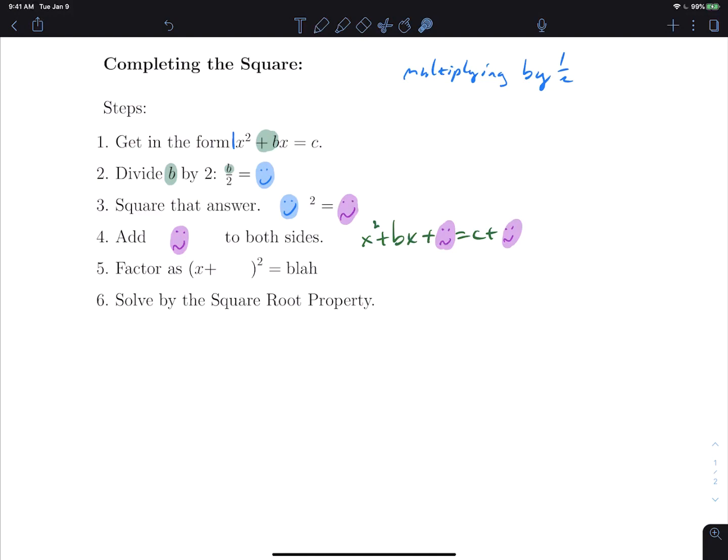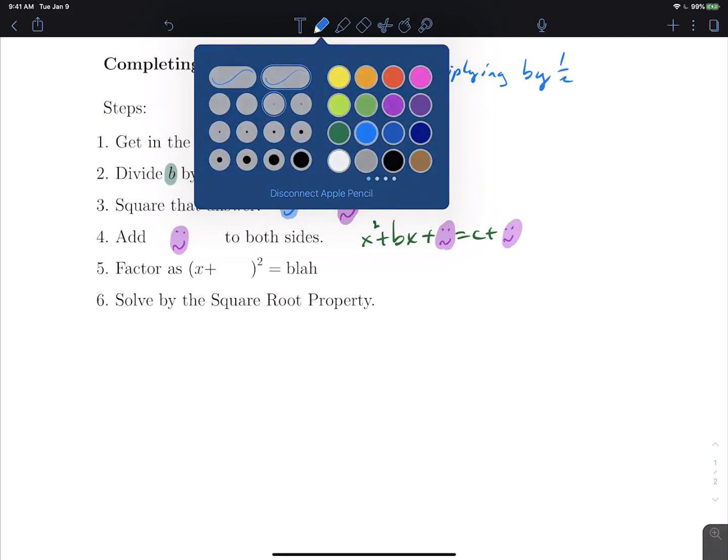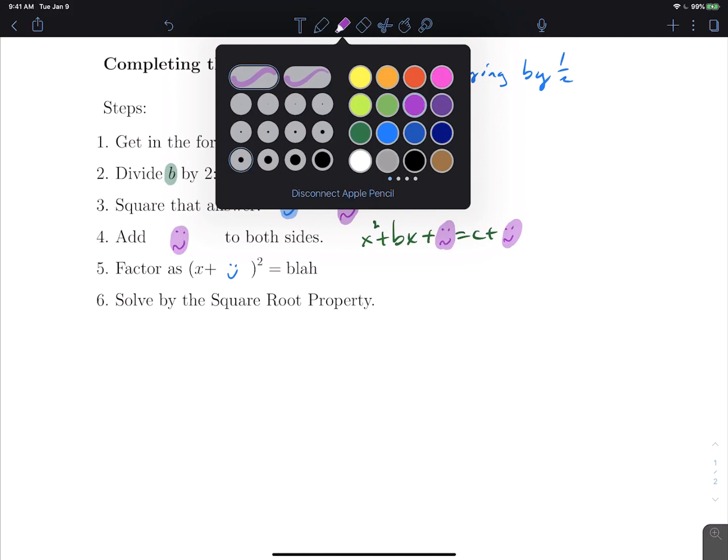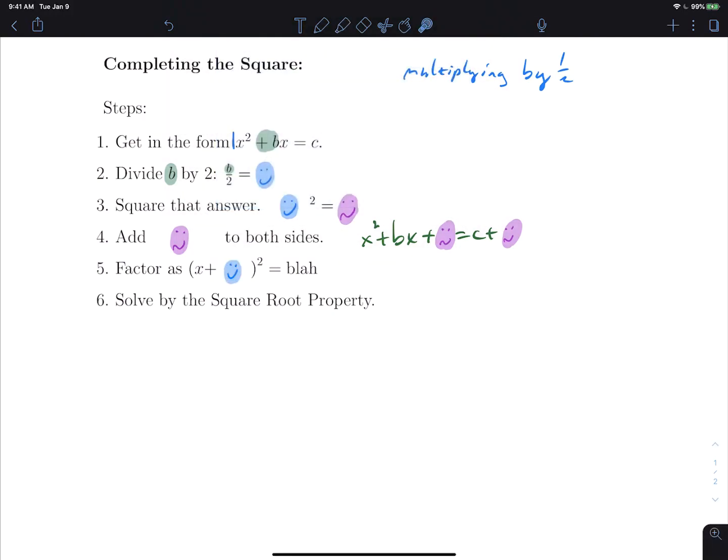So the question becomes, what do I put here in this blank? Well, this blank is going to be what we first got when we divided b by 2, which is the smiley face. So we're actually saying x plus that smiley face, squared, is equal to whatever this right-hand side becomes. As for the sixth step, we solve the resulting equation by the square root property, what we've just got through doing.